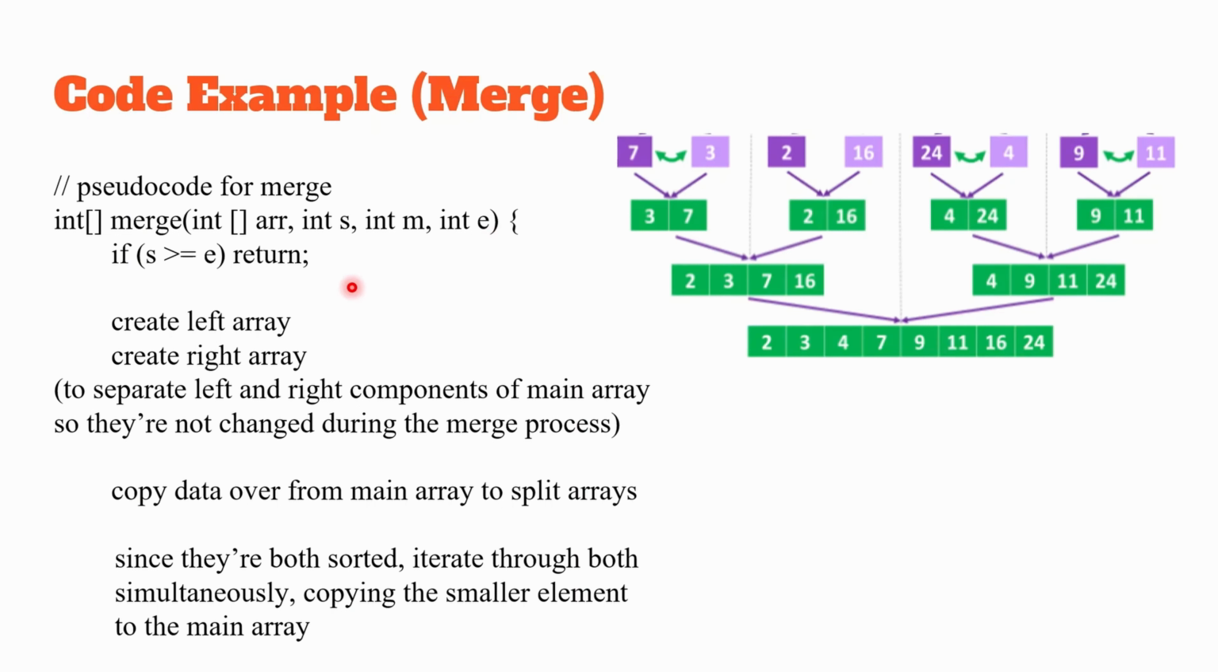First, two new arrays will be created representing the left and right halves of the region that you're looking at. The data from the original array will then be copied over into these two new arrays.